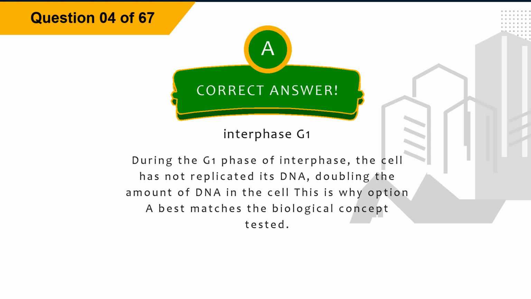Explanation. During the G1 phase of interphase, the cell has not yet replicated its DNA, which doubles the amount of DNA in the cell. This is why option A best matches the biological concept tested.